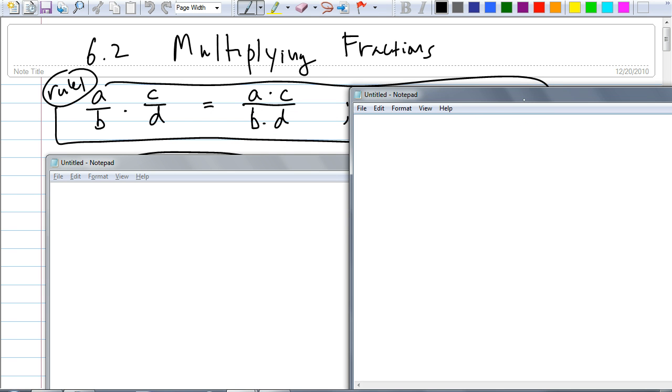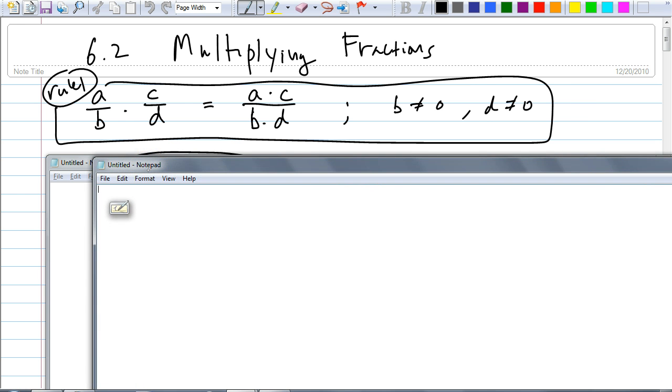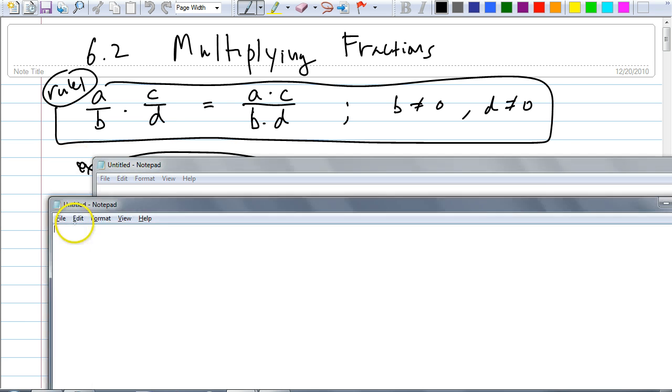Don't forget to write the restrictions, because if you write them, it is correct. So the restrictions are B can't be 0, D can't be 0. We don't want B or D to be 0 because then it will make the fraction undefined. So knowing this, let's do an example.